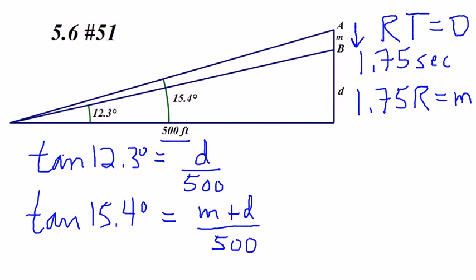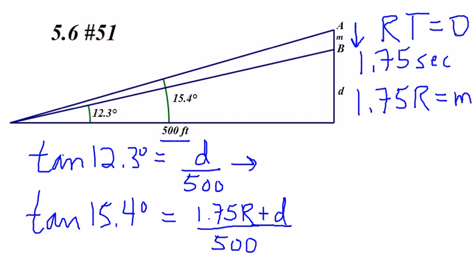Now it's really r that we're trying to find, and so we should rewrite this m plus d as 1.75 r plus d. So let's do that. 1.75 r plus d. And now it's r I want to solve for, so if I could put a number in for d, that would be nice. Well, the first equation gives me a way to do that.